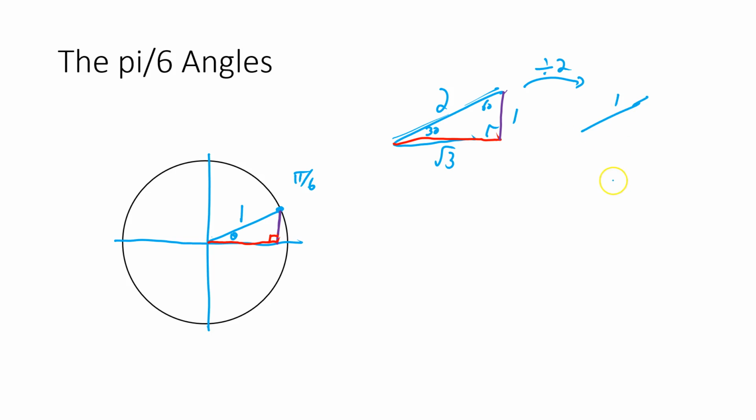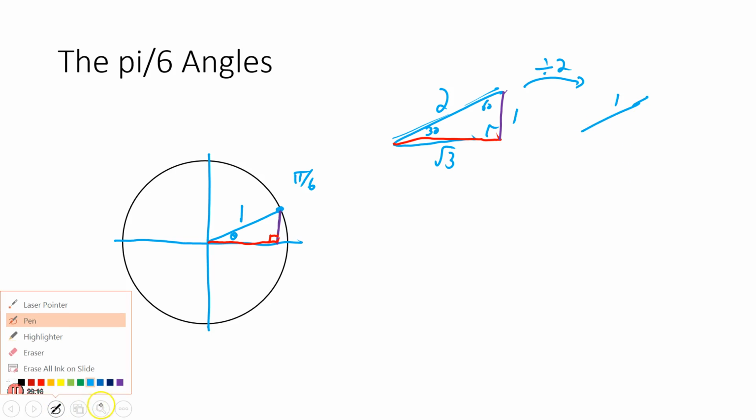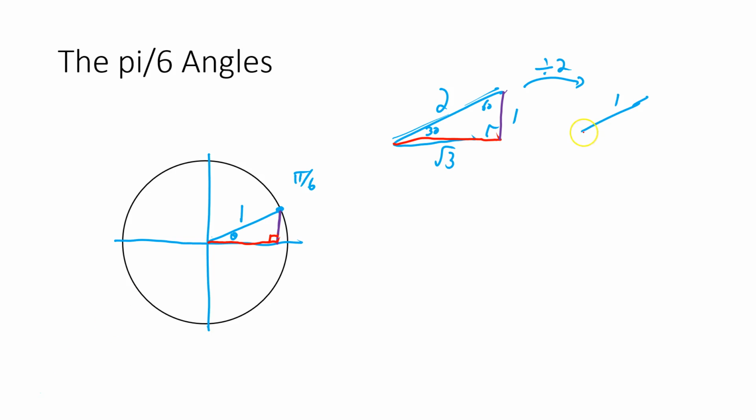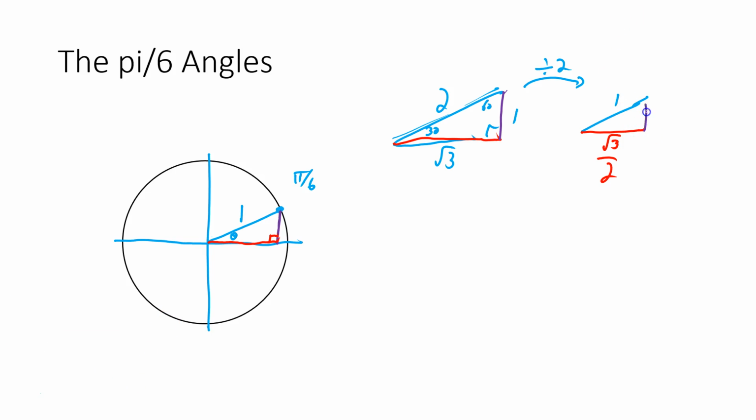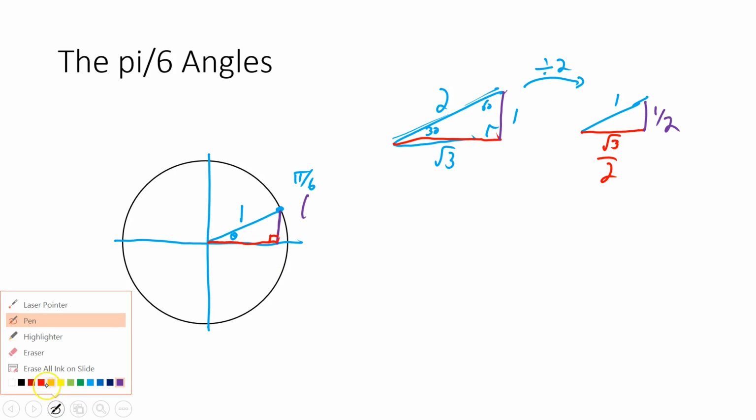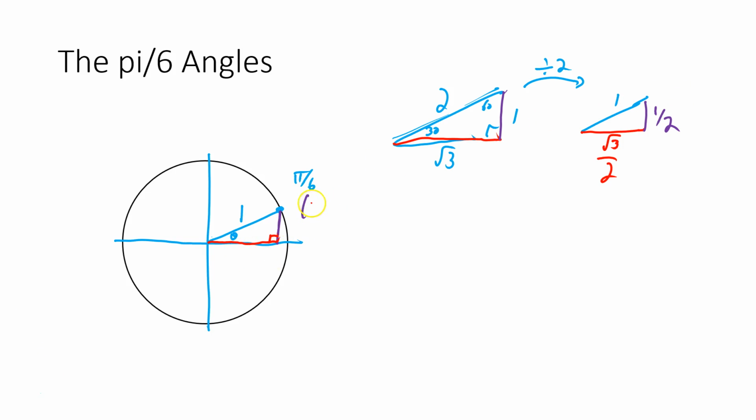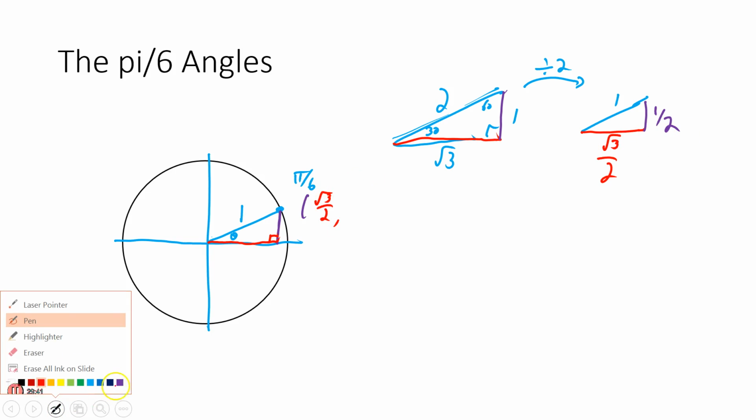So now we have a 1. And then our red value there is not going to be root 3. It's going to be root 3 over 2. And our purple value is going to be 1/2. So what does this mean? That means our x-coordinate is going to be root 3 over 2, and our y-coordinate 1/2.